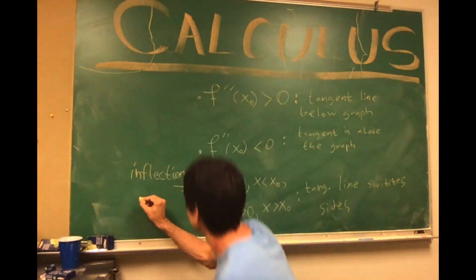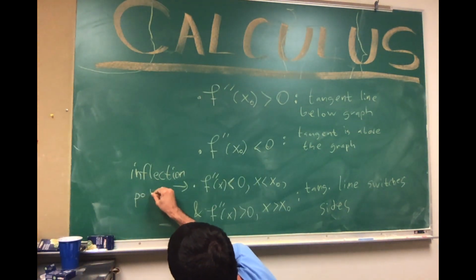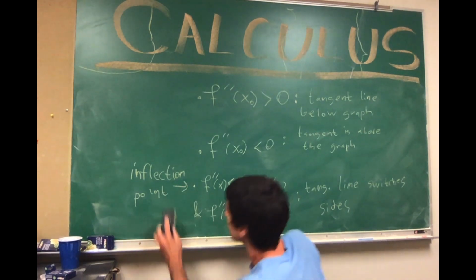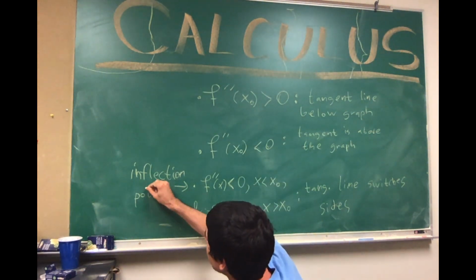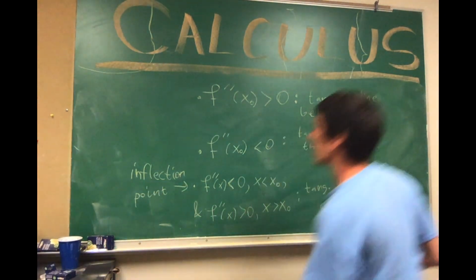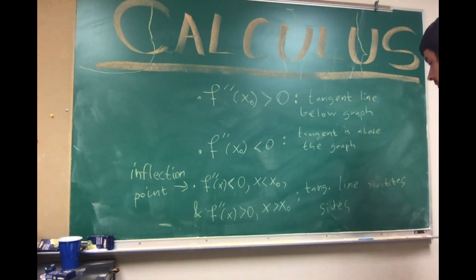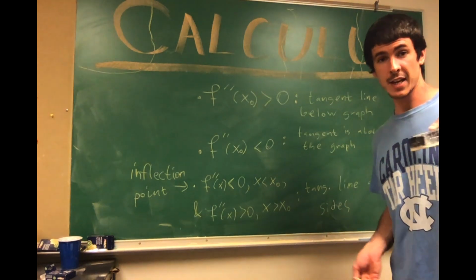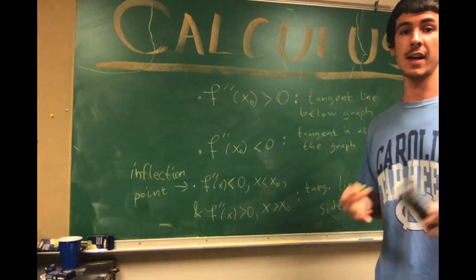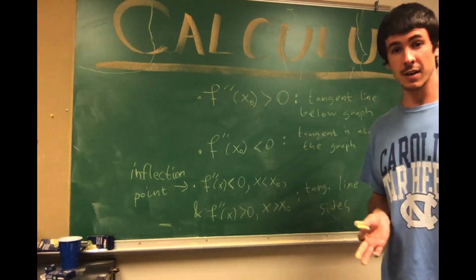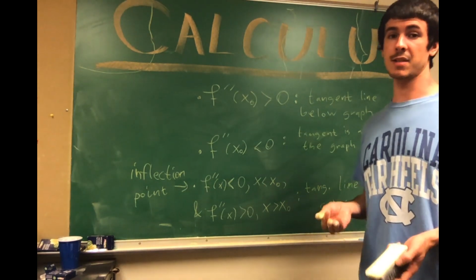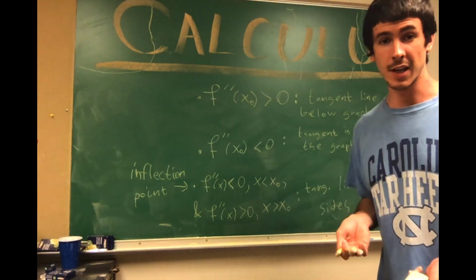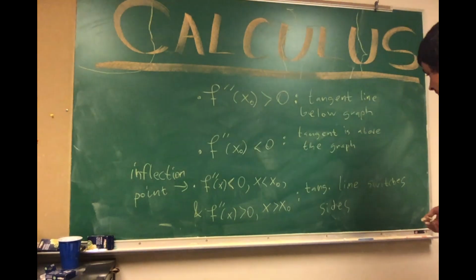Inflection point. Oh, sorry, it's a really awkward angle to write. Inflection point. It's called an inflection point. An inflection point is where the tangent line switches from one side of the graph to the other side of the graph, and that can be expressed mathematically, symbolically, by saying that the sign of the second derivative changes.